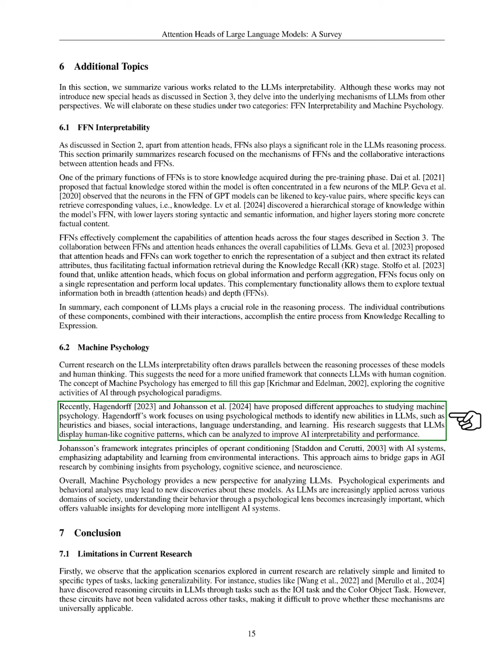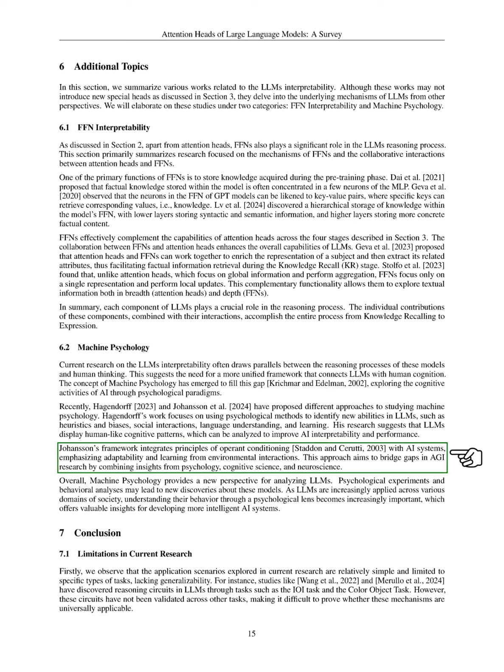For instance, Hagendorf focuses on applying psychological techniques to uncover new capabilities in LLMs, such as their heuristics, biases, social interactions, language comprehension, and learning abilities. His findings indicate that LLMs exhibit cognitive patterns similar to humans, which can enhance our understanding of AI interpretability and effectiveness.